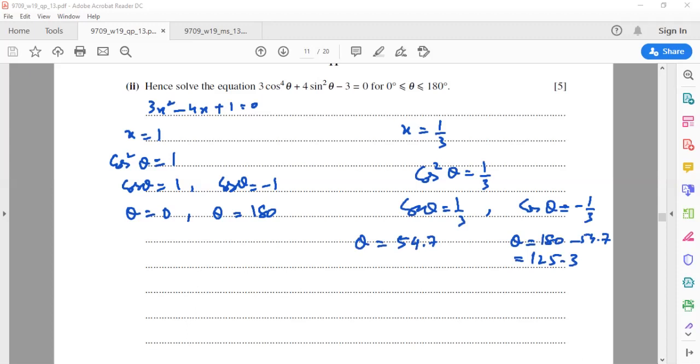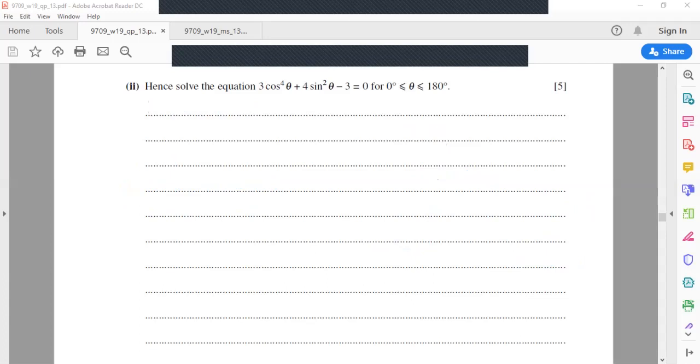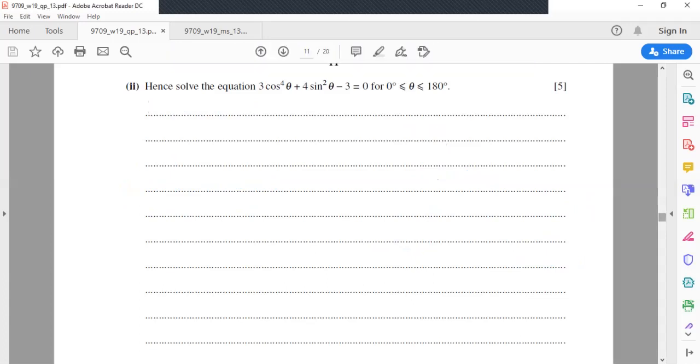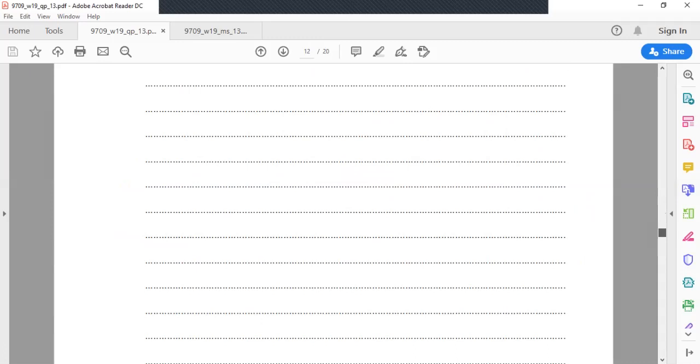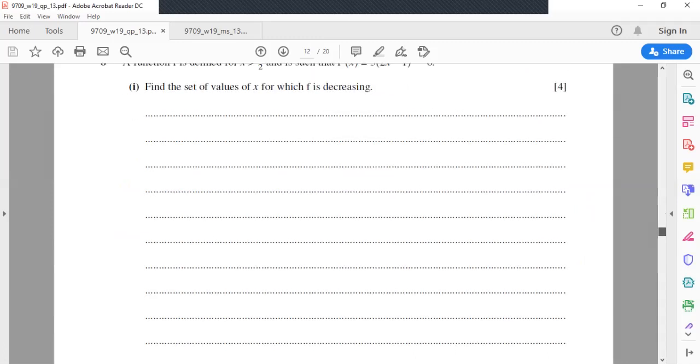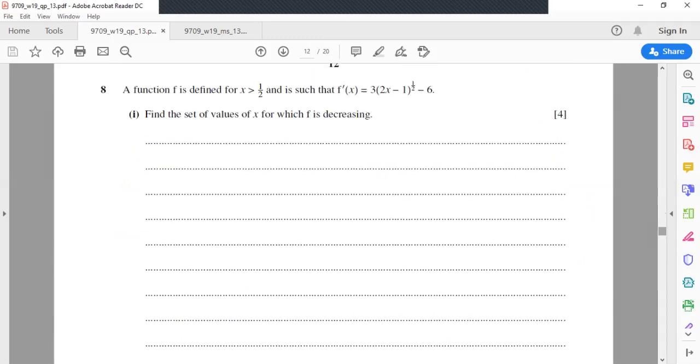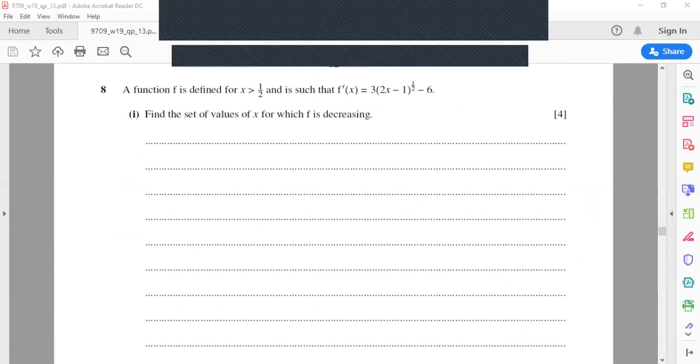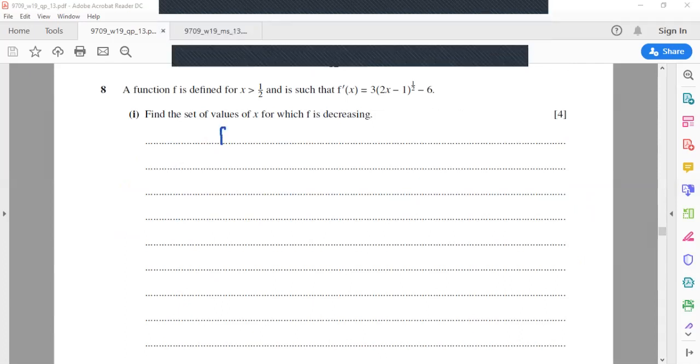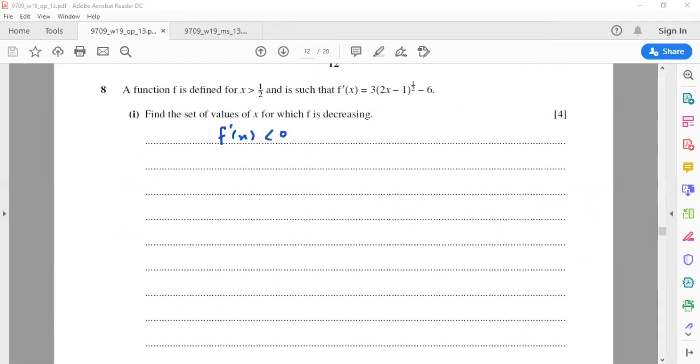Let's go to the next part now. Fine. Here it says f dash of x is this and find the set of the values of x where f of x is decreasing. And as we know for the decreasing function, f dash of x is supposed to be less than 0. So 3 into 2x minus 1 power half minus 6 less than 0. Let us solve this inequality.